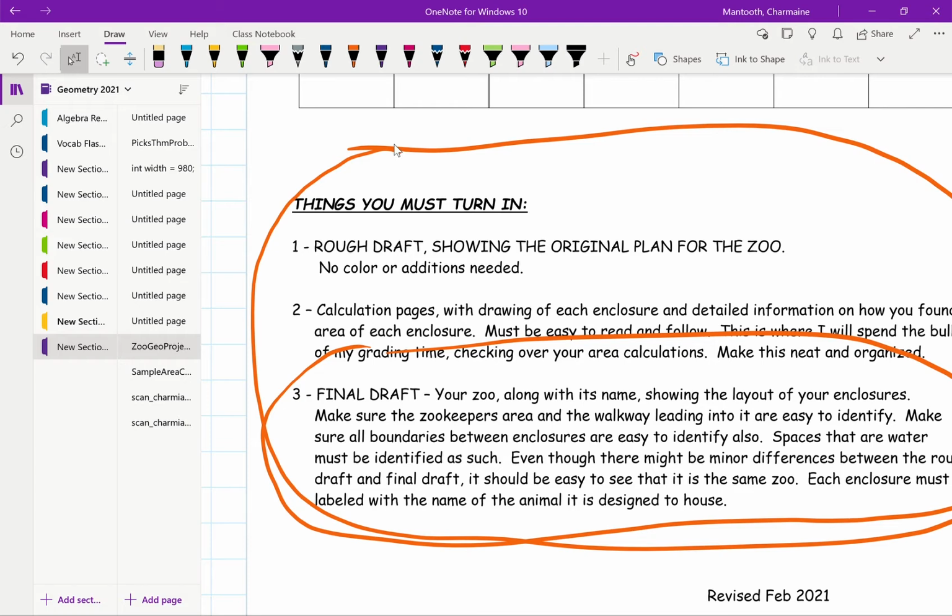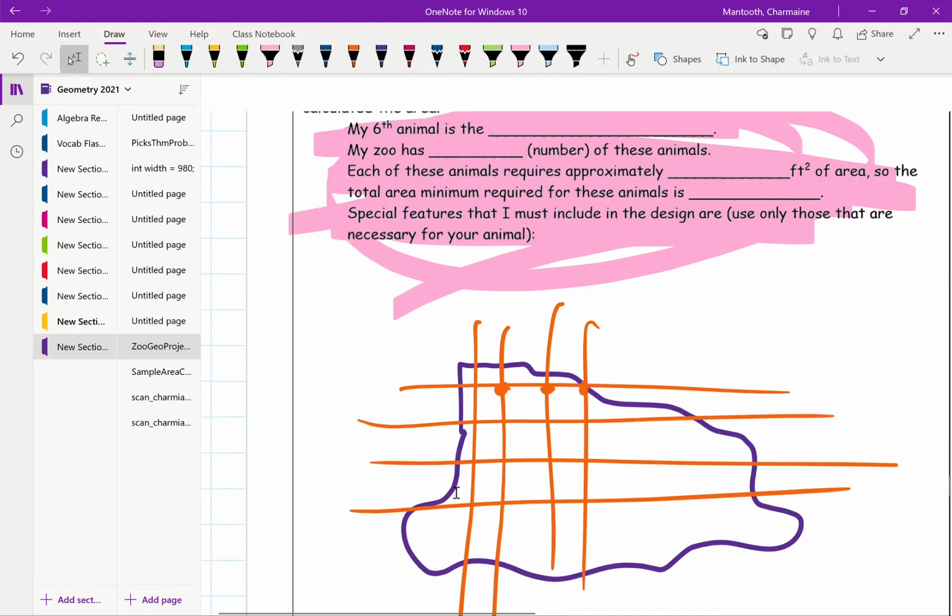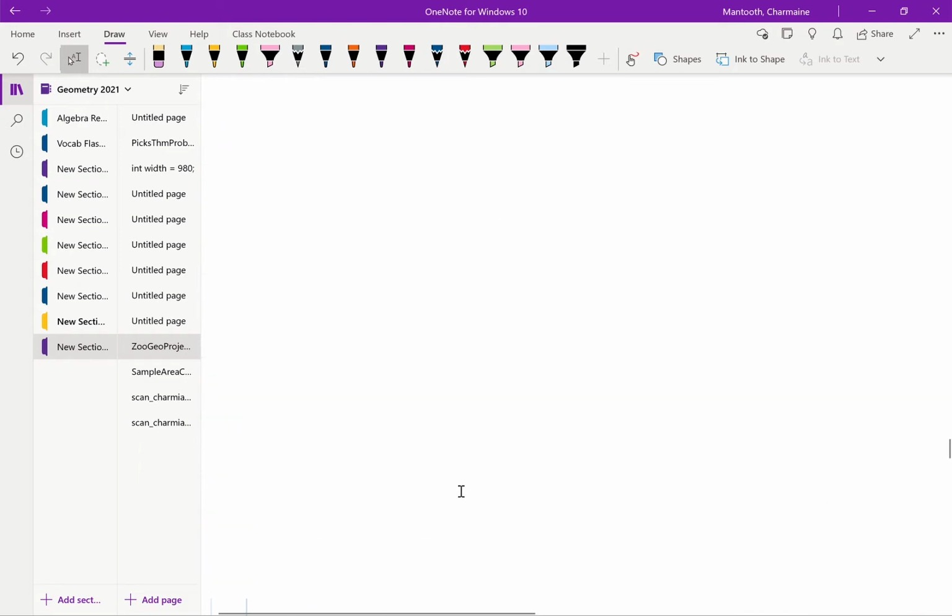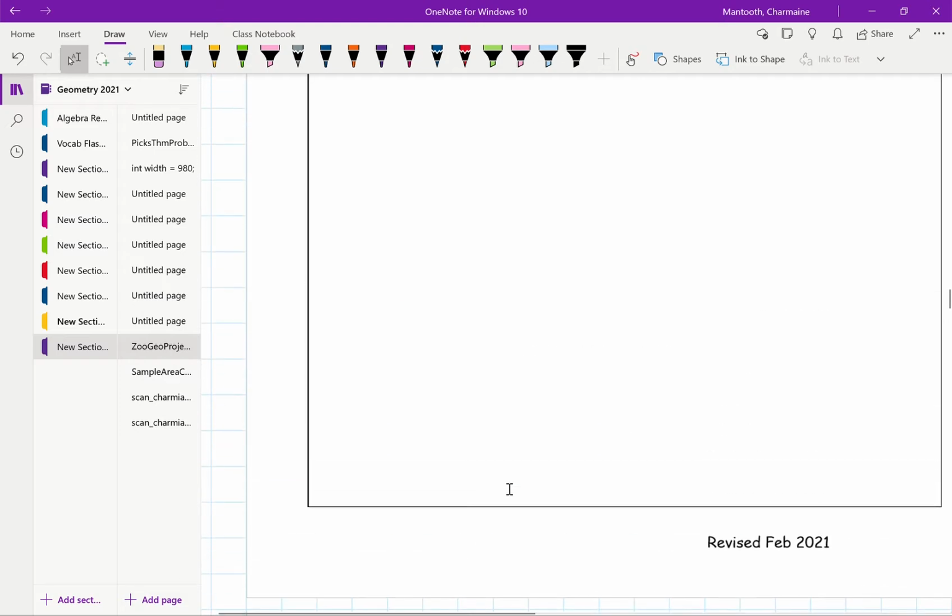Okay, so for the zoo project, one of the most important things that you need to do is make sure that you have the instructions handy as you're working the project. The instructions are in Canvas, and it's all laid out very, I think, clearly for you. But you want to make sure you're reading the instructions. I'm going to go over the basics for you so that you don't mess up on the basics.